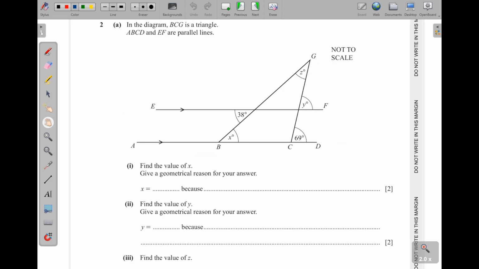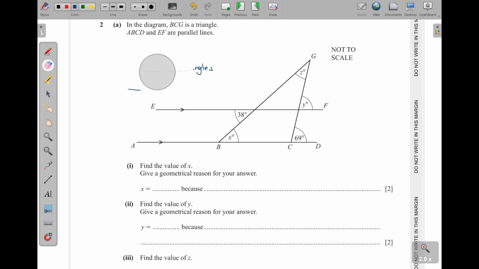Question 2, part A. In the diagram, BCG is a triangle. ABCD and EF are parallel lines. So whenever they give you parallel lines, then you should know that I can have something like a Z here. Then we have this one here and this one. These ones are alternate angles. And then if I extend this one here like that, this angle here is going to be equal to this theta here, and those are corresponding angles.